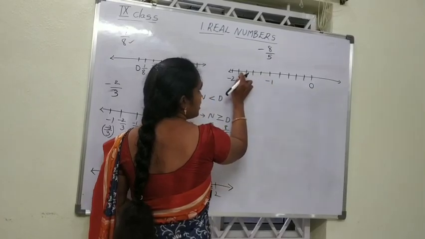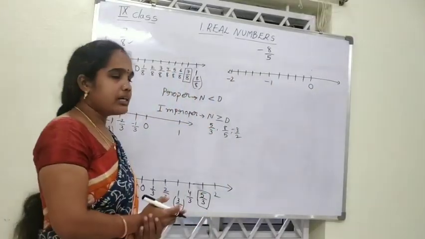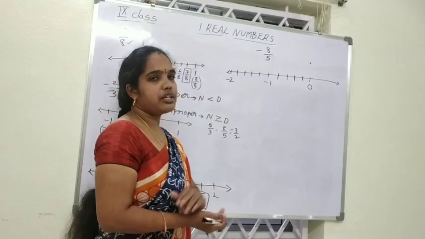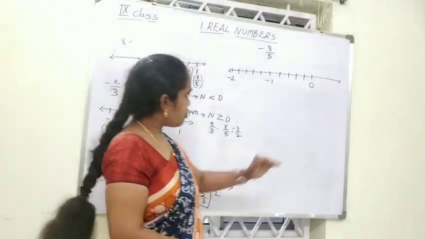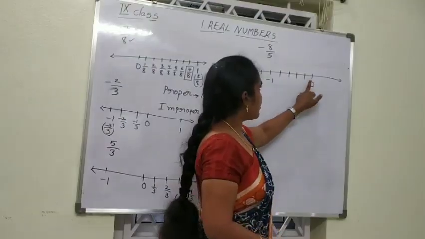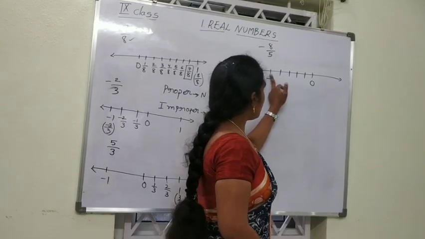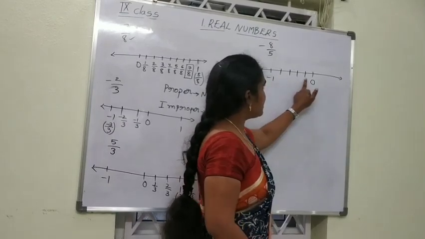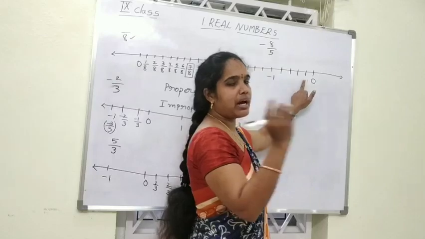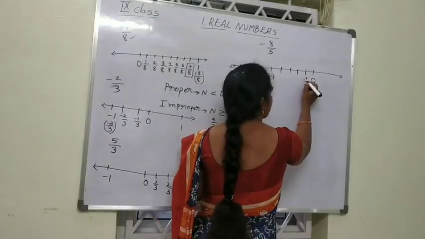1, 2, 3, 4, 5 parts. Did you get it? Yes. Now, where is minus 8 by 5? Where is it? So, always from 0. So, the first line: total how many parts? 5. In that, which part are we taking? First part. So that's why minus 1 by 5.